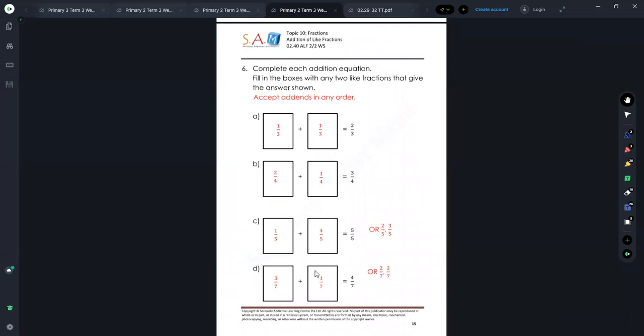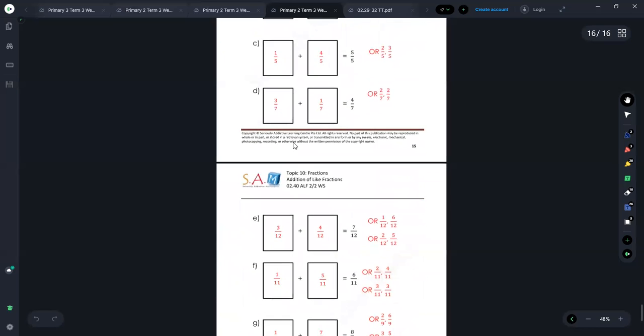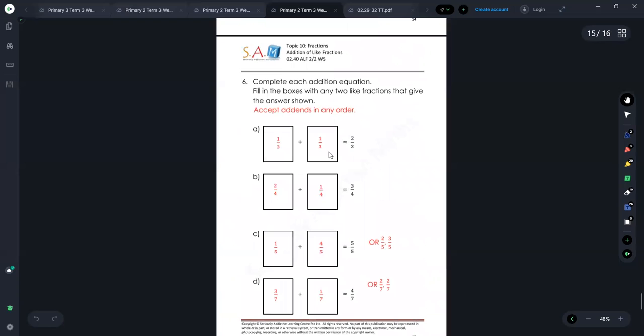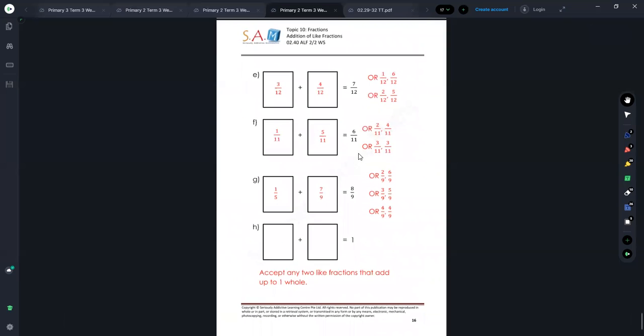And then here, perhaps just 1 or 2 questions. Put up any fractions that give the answer shown. This is a bit more interesting. They are supposed to come up with any fractions that will add up to 2 out of 3. Perhaps do just 2 questions with them, maybe G and H. H can be quite free, can be anything.